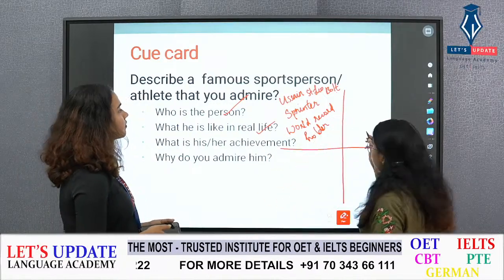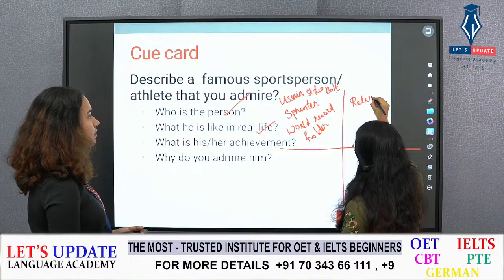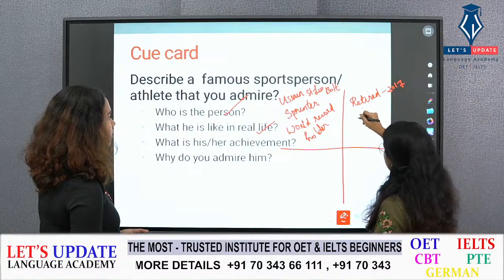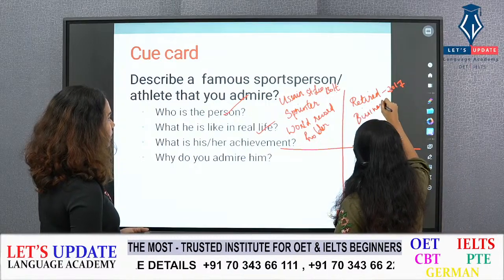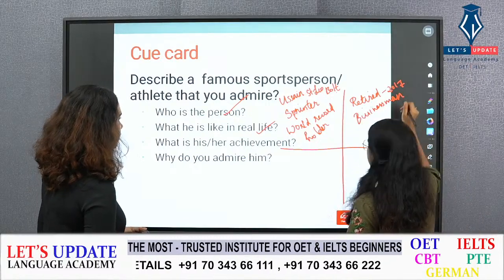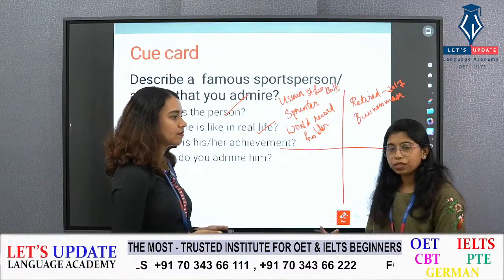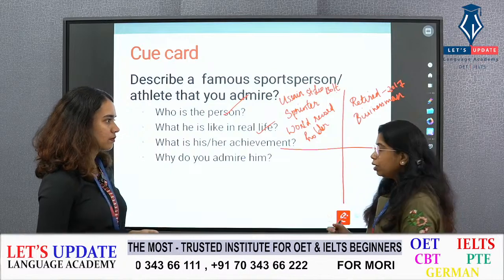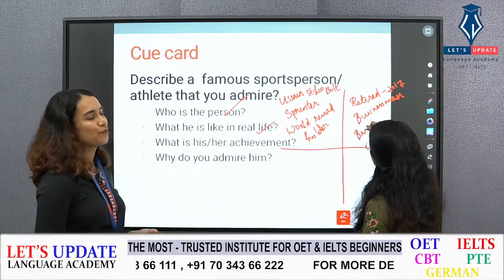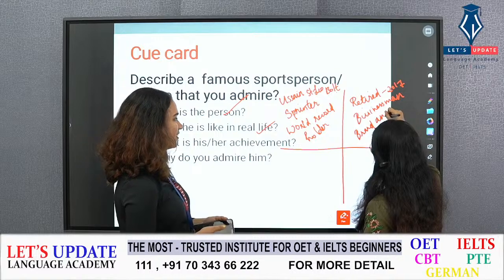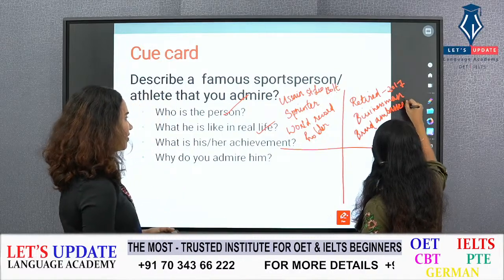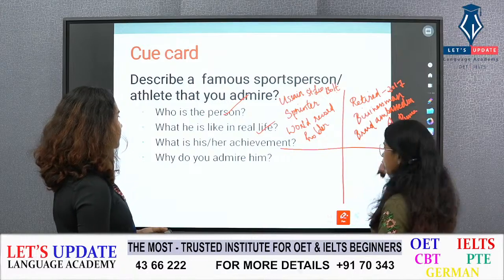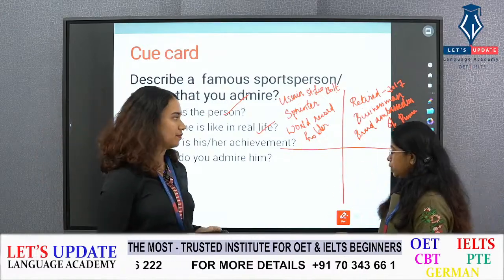So in real life, he retired in 2017, and he is a full-time businessman these days. He owns multiple businesses like a chain restaurant, and there are several other businesses he owns. He is also the brand ambassador of Puma. Okay. So this is what he is in his real life these days.